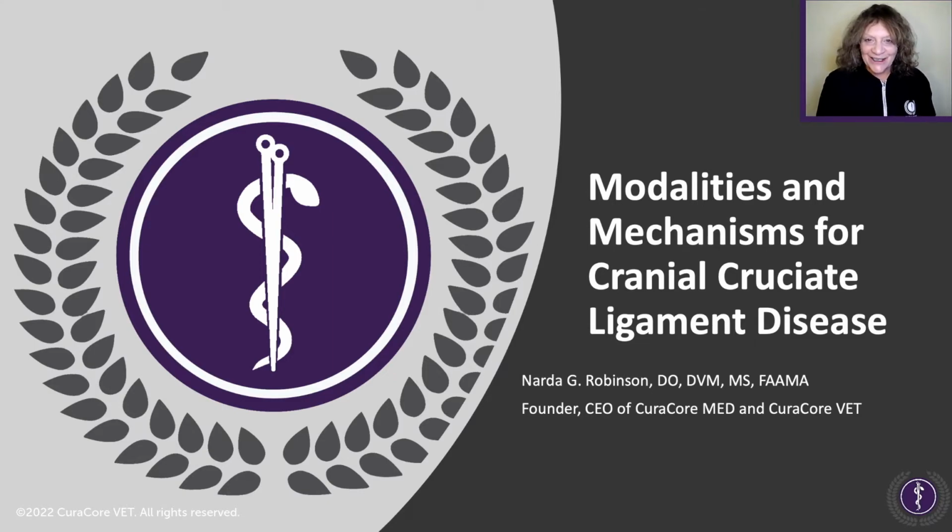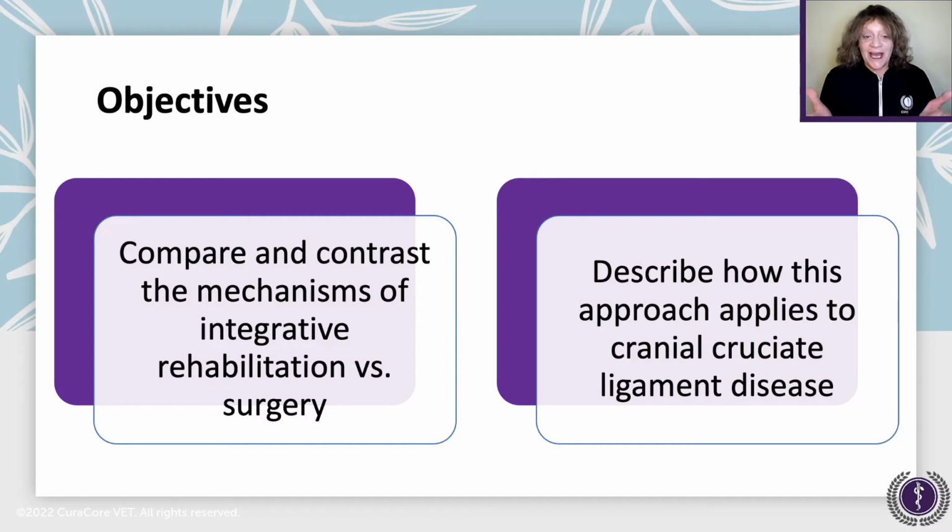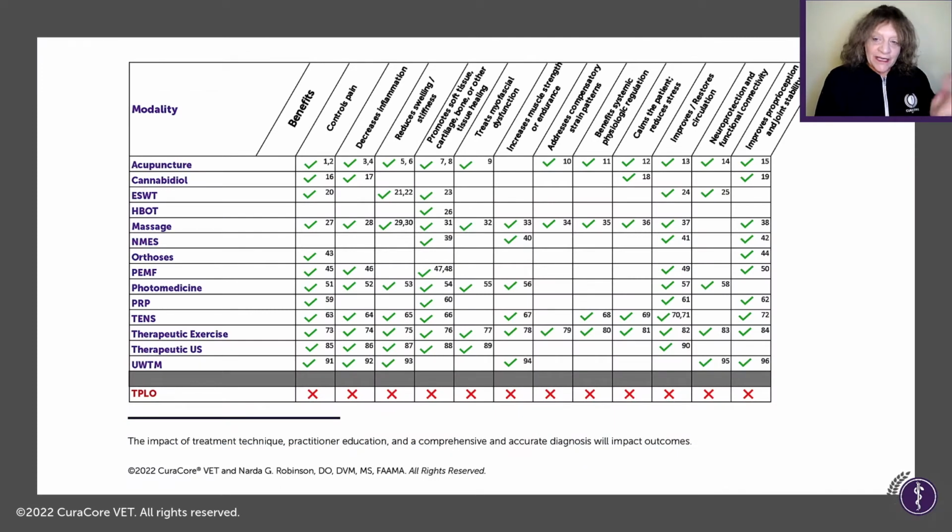So let's get started. Our objectives, as I just said, are to compare and contrast the mechanisms of IRPM versus surgery, TPLO, and describe how this approach is used for cruciate here, but in other classes, we will watch how the modalities and their mechanisms of action apply to the mechanisms of disease for different clinical conditions. And here is the chart, and you can see there the check marks.